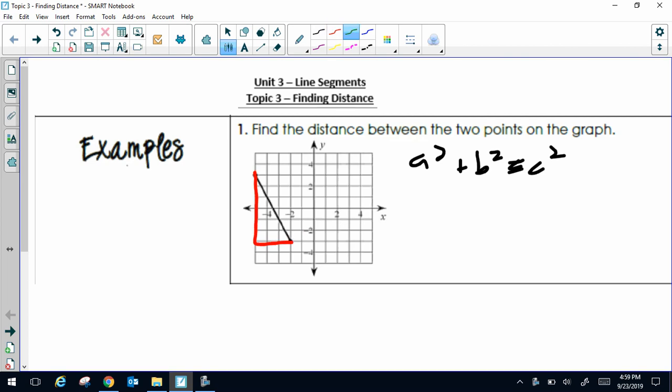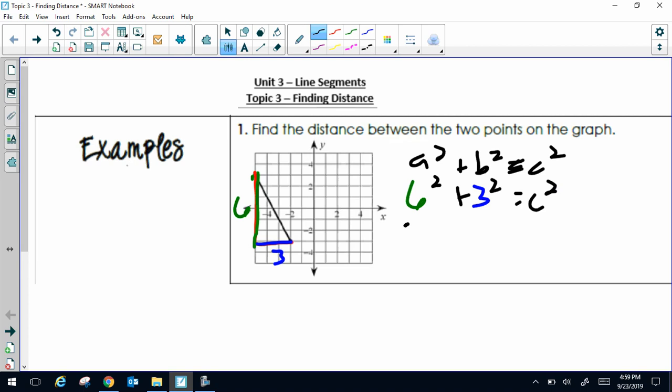Okay, so I'm going to do a as up and down. I'm going to count 1, 2, 3, 4, 5, 6. So that means a is 6. For b, I make my base, so that'd be 1, 2, 3. And we're asked to find c.